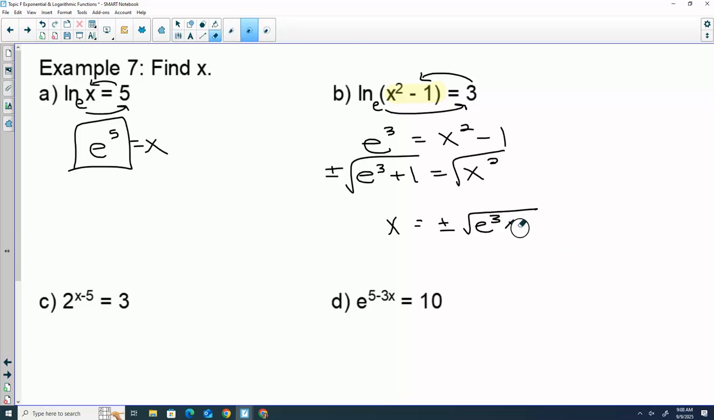So we get e to the 3rd plus or minus the square root of e to the 3rd plus 1. If you wanted a decimal, you could certainly plug that in your calculator and get a decimal equivalent. But I would also accept this.